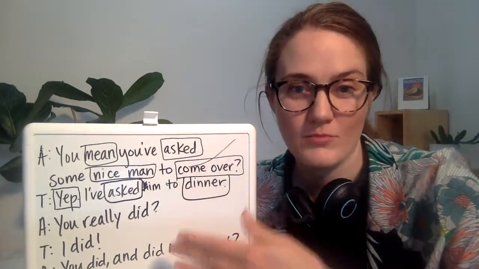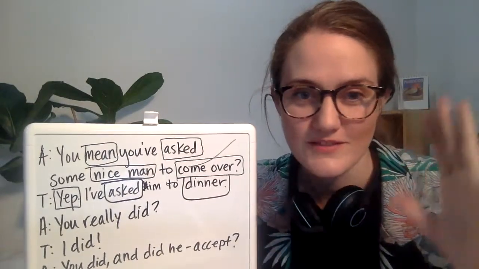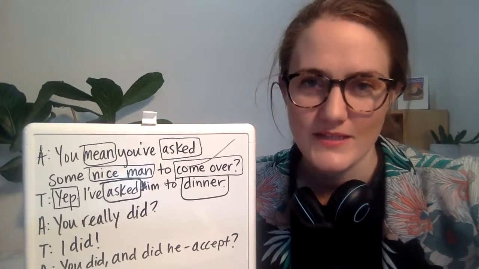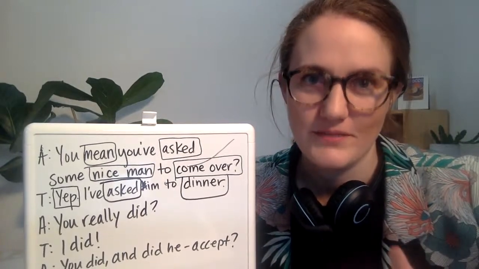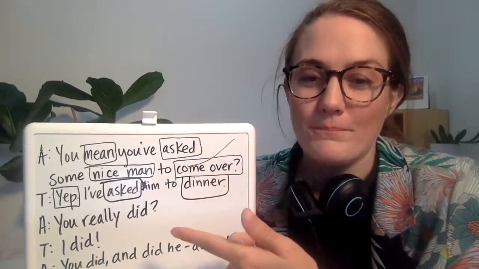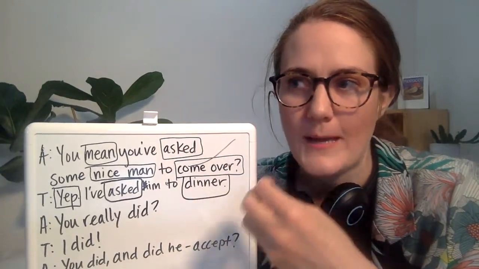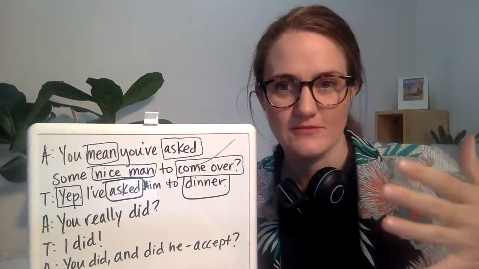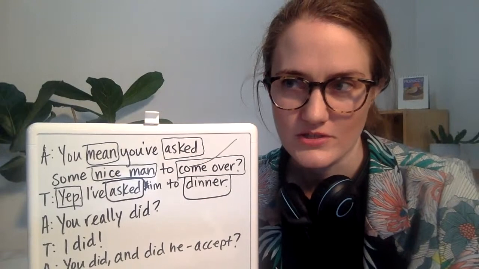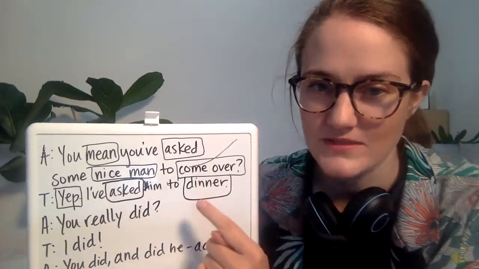Now, this is from a play. This is some old, famous, super famous American play. A play is like a movie, but with real people. And this is also a movie. But we're trying to understand which words Americans would say clearly. Because if we can understand the rhythm of English, it's going to improve our listening skill. Okay. Yep, I've asked him to dinner.